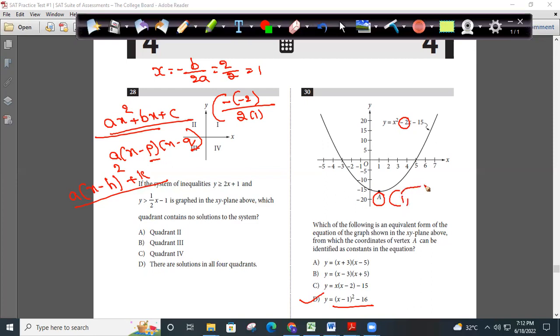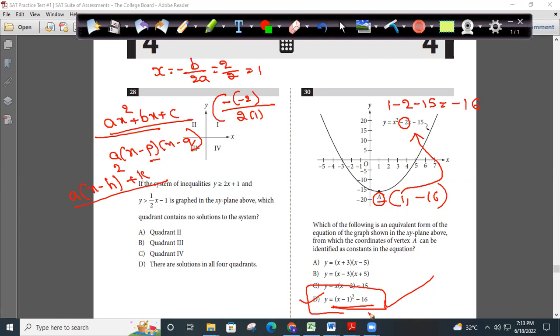Since I got the x value, let me plug it in here and find the y value. 1 minus 2 minus 15, which is minus 16. So the vertex is 1 comma minus 16. Where can I see 1 comma minus 16? Happily I can see it only in option D. That is the reason. What is the question asking? Where can I see the vertex in this?